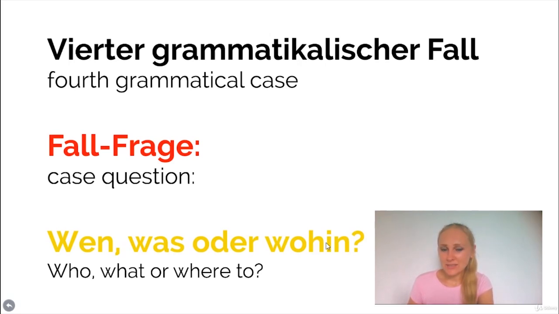Now in the accusative case, the case question is wen, was oder wohin. Wen in English also means who, but this is the passive part in the sentence. Let's say it's the victim. It's the one to whom somebody is doing something, or it is the second object or the second person in the sentence, who or which is not the active part.